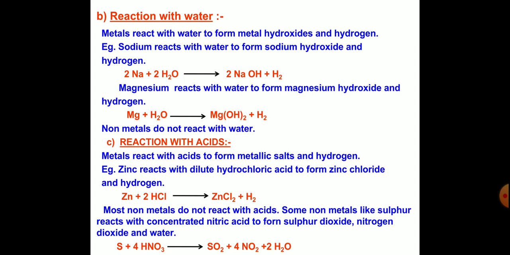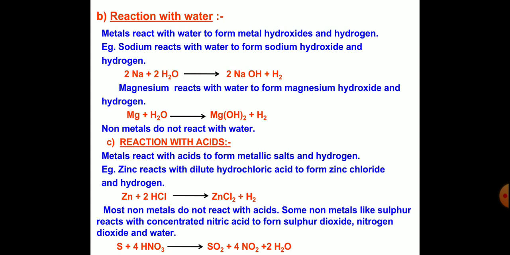Clear? When magnesium reacts with hot water, it forms magnesium hydroxide and hydrogen gas, but heat will not evolve. But if you take the example of calcium, calcium also reacts with cold water. Again it forms calcium hydroxide and hydrogen gas. But aluminium reacts in steam, not in cold water, not in hot water.